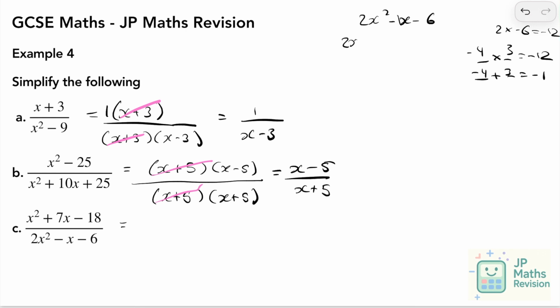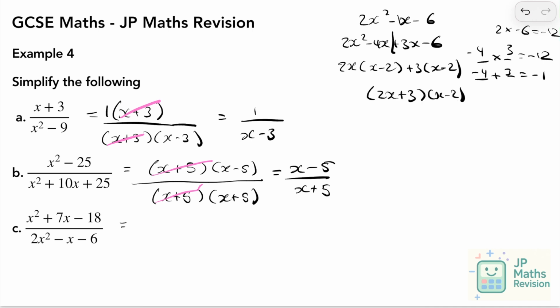So I'm going to write it as 2x squared minus 4x plus 3x minus 6. Split it down the middle, factorise both halves, so I have 2x, x minus 2, plus 3, bracket x minus 2. So this factorises to 2x plus 3 and x minus 2. So if you struggle to follow along with that, I would recommend checking out the video on factorising non-monic quadratics.